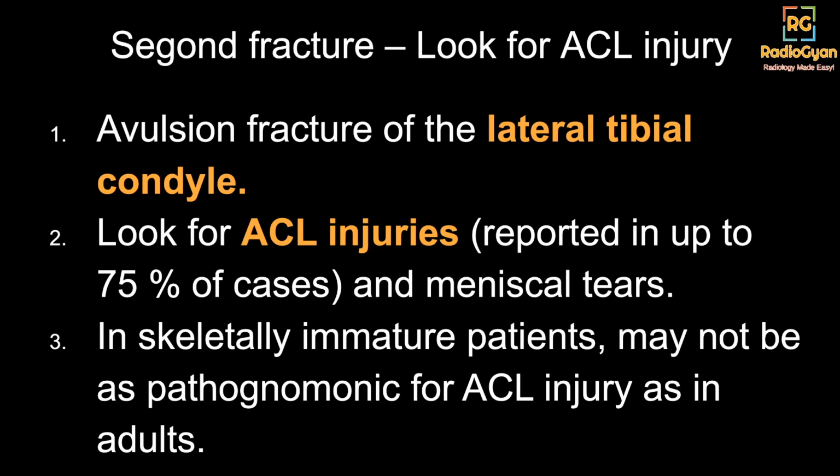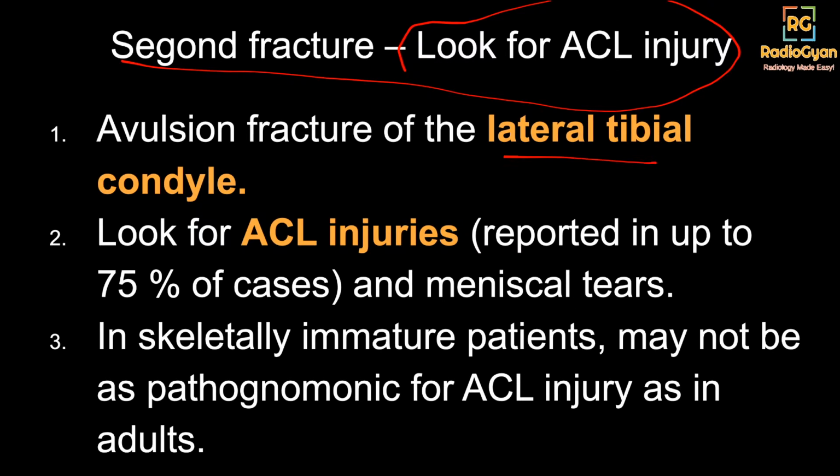So what is a Segond fracture? And this is the take-home point, that always look for an ACL injury. It is an avulsion fracture of the lateral tibial condyle. The origin of this is a bit debated. Some people say it's an avulsion of the lateral collateral ligament. Some people say that it's the anterolateral ligament that is avulsed. In fact, the existence of an anterolateral knee ligament is debated, and it's one of the most talked about topics in knee MSK radiology. It doesn't matter because the fracture per se is not very important.